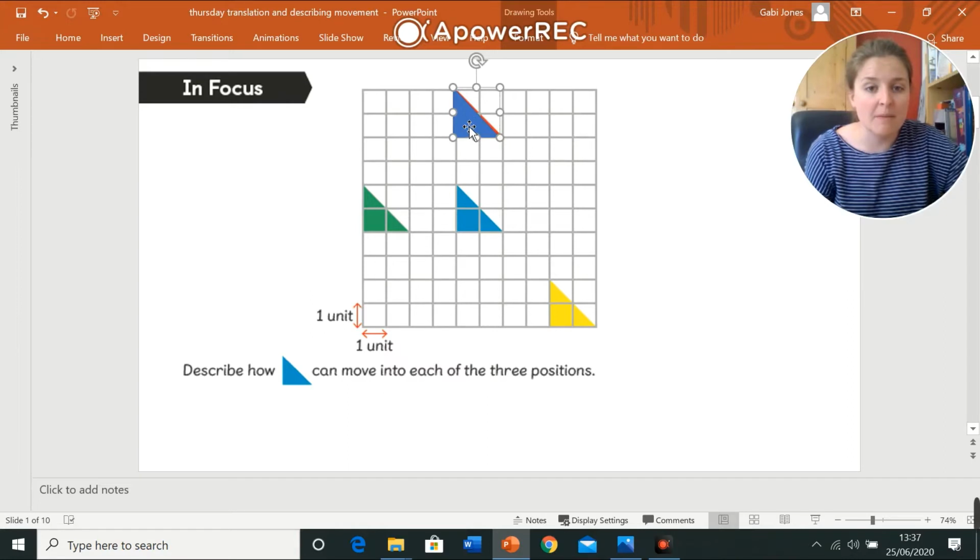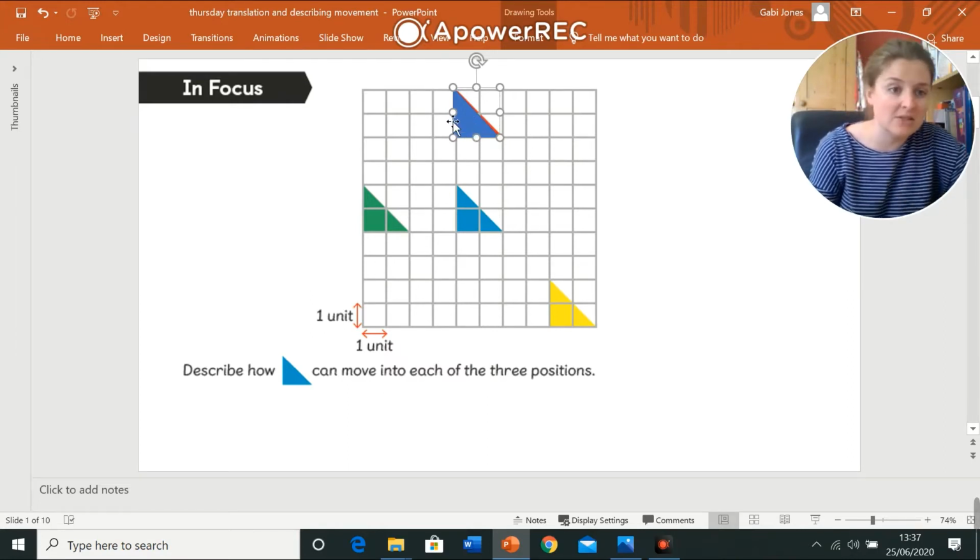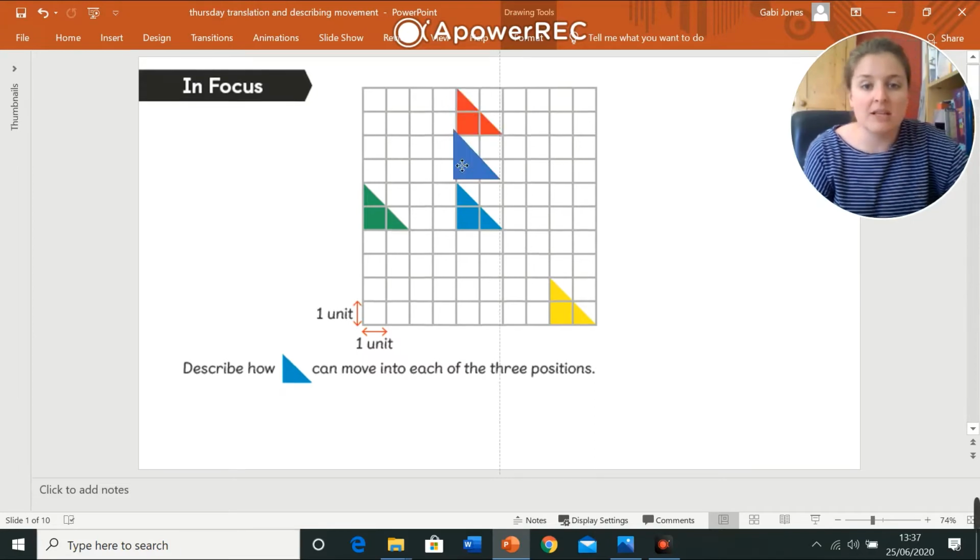So to move it to the red shape, I need to translate it, because that's what this word means. Translate means move. I need to move it 4 unit squares up. 1, 2, 3, 4, and then it's where the red shape is.